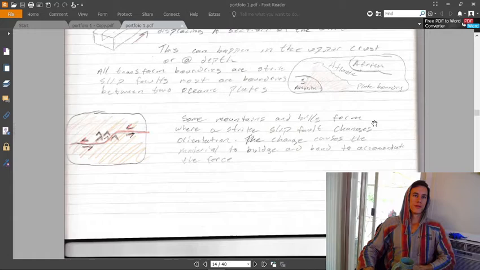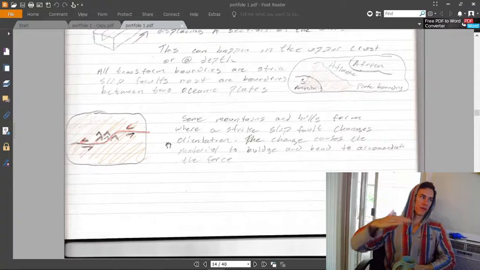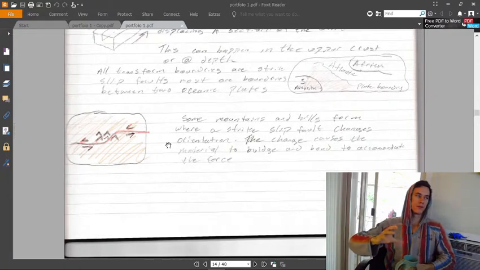And some mountains and hills form where strike-slip faults change directions. The change causes the material to bulge and bend to accommodate the force. So it's shifting this way, but there's a bend in it, so it's going to create little mountains right here. This is a bird's eye view. So something is shifting that direction and the other one's moving this way.